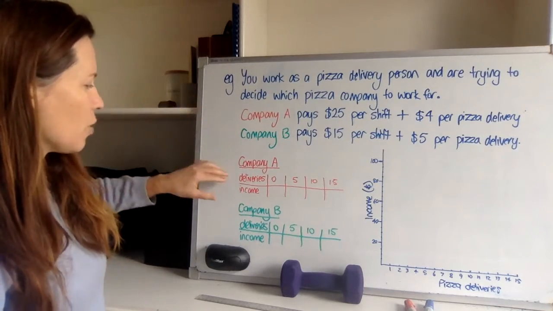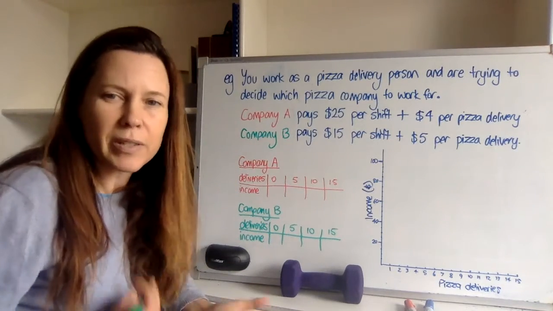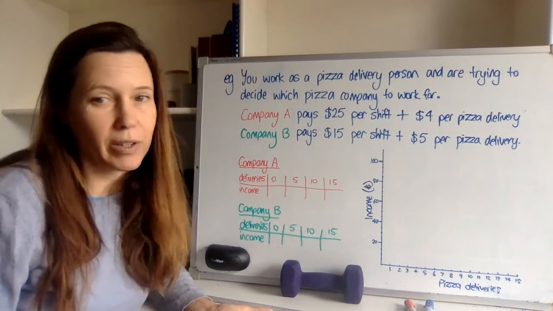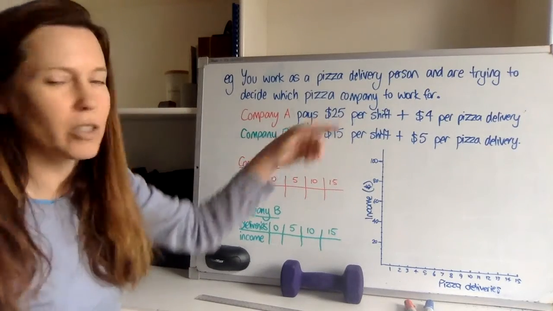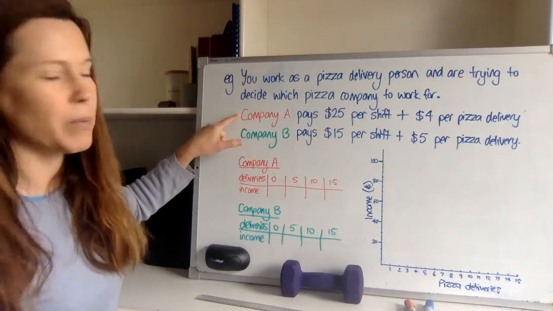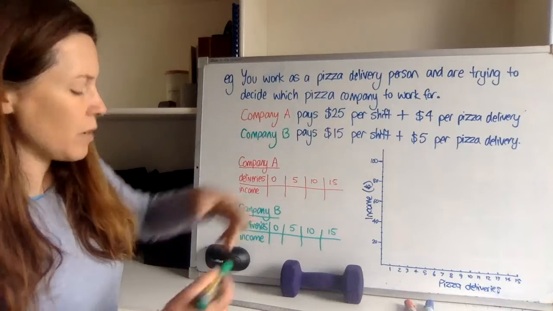All right, so drawing up a table of values for Company A. What is the variable here? What is the thing that we're not sure? We're not sure how many pizza deliveries we're going to make. That is the thing that could vary. We're definitely getting paid $25 just for turning up though. So if we make no deliveries at all when we're working with Company A, how much will we be paid for the shift? $25, right?